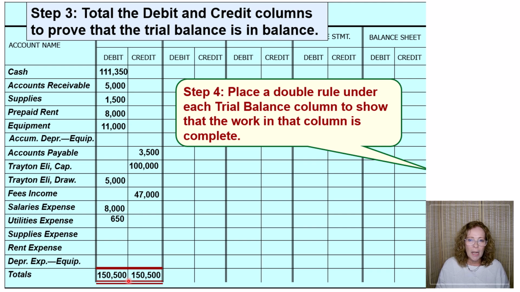As a starting point, I would look at the difference between the total debits and the total credits and see if that number is divisible by 9, which would mean you transposed a number. If you can't quickly see where you made a mistake, you will have to go back and look at each general ledger account to find the mistake. You can't proceed with the adjustments until the debit total equals the credit total. Once it does, we'll place a double rule under each trial balance column, which is step 4, to show that the work in that column is complete.